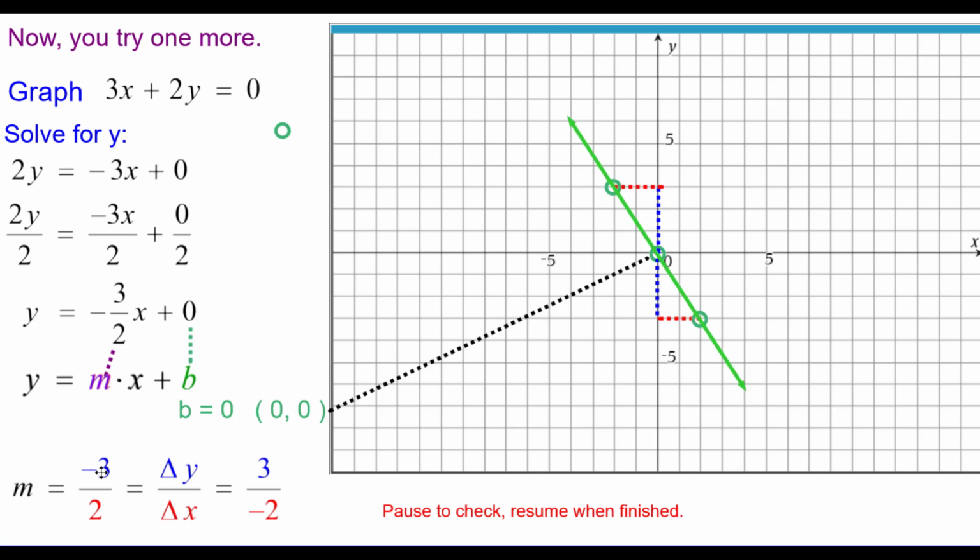From there, I use the slope, negative 3 divided by 2. That would be down 3, right positive 2. Or I can think of it as positive 3 divided by negative 2, which would mean up positive 3, left negative 2. There are the 3 collinear points, and there's the line.